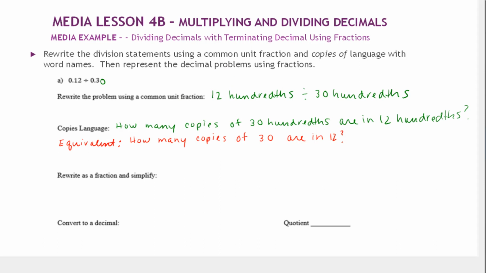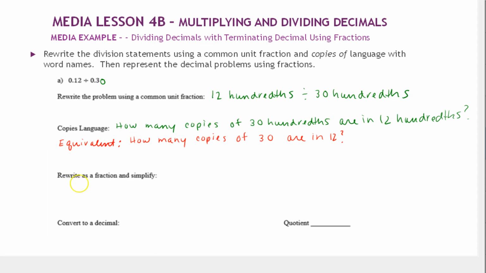Okay. So again, thinking back to the last video, we could look at 12 yellow squares and see how many 30 yellow squares are in it. Or we could look at 12 ones and see how many 30 ones are in it. And again, I know that number's less than 1. But once you have that common unit fraction, these are equivalent. You don't need to be concerned with the fraction size.